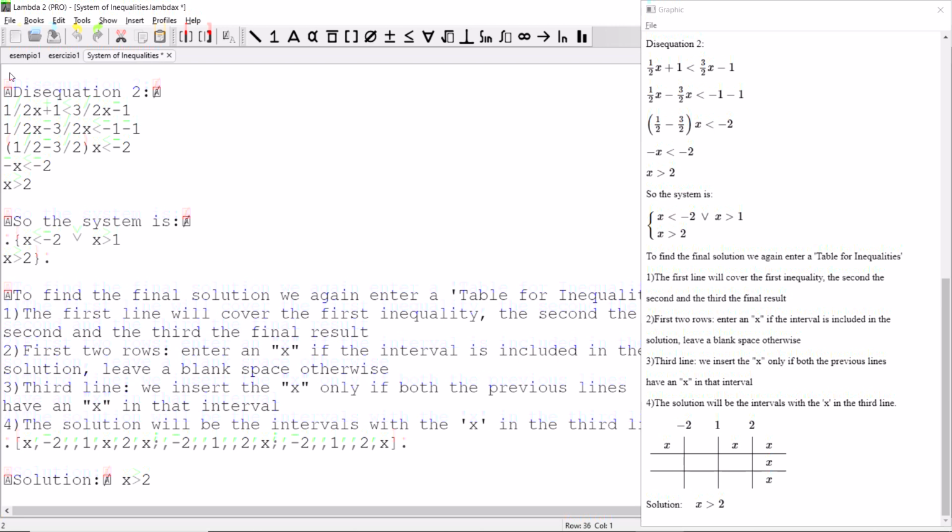In the first two rows, enter an x if the interval is included in the solution, and leave a blank space otherwise. In the third line, we insert the x only if both the previous lines have an x in that interval. The solution will be the intervals with the x in the third line.